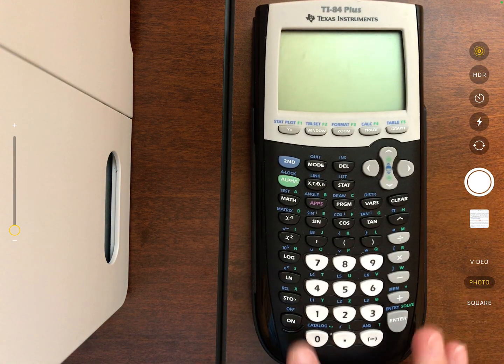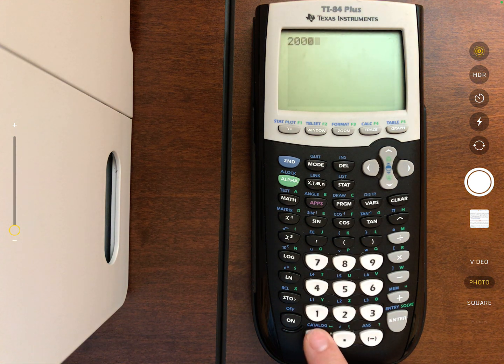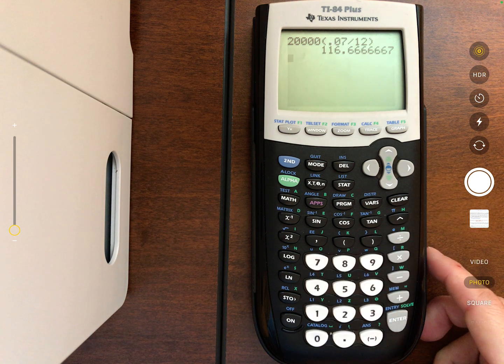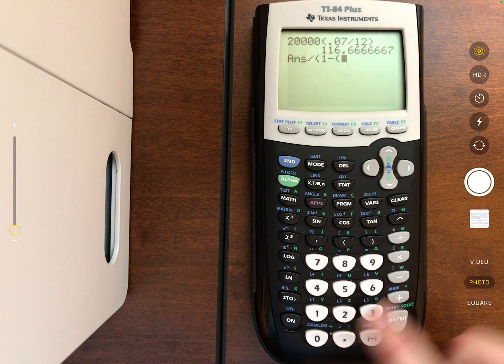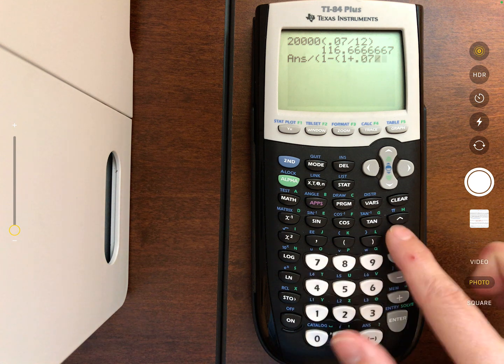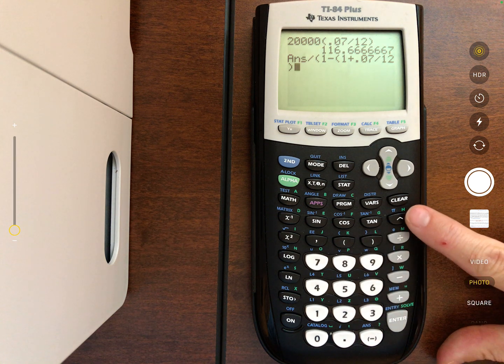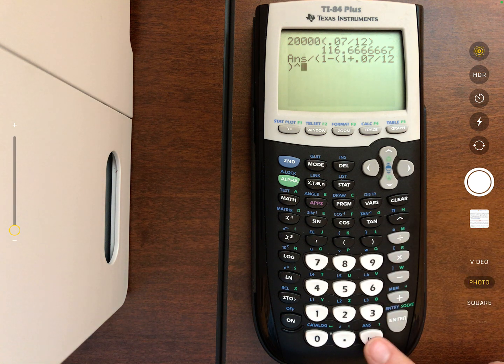Here's a graphing calculator. I'll put it in this one also so you can see the difference. I'm going to do the 20,000 times parentheses 0.07 divided by 12, enter, that's my numerator, divided by parentheses 1 minus parentheses 1 plus 0.07 divided by 12 parentheses. And then I've got to raise it, and on this calculator, my exponent button is here. It's called a caret. So I'm going to raise it to the negative 36 power. So I'm going to find my negative button. Again, that's different than your minus button, so my negative button is down here, negative 36.